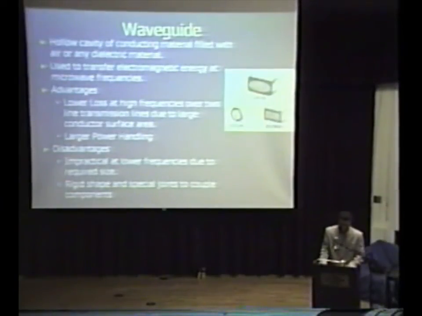The second component to my project was a waveguide. It's a hollow cavity of conducting material. It's used to transfer electromagnetic energy at microwave frequencies. The advantages are they have lower loss at high frequencies, and they can handle a larger amount of power compared to transmission lines. Disadvantages are at lower frequencies, the structures can get rather large as the size of the structure is inversely proportional to the frequency. And they're rigid, and special joints are needed to couple the components together.